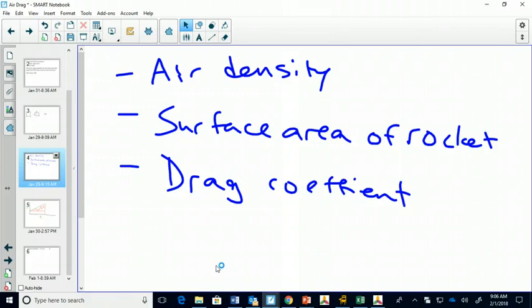Does that make sense? So how would I find the surface area of the rocket if we're just talking about the circle in the front? Pi r squared, right? I just find the area of a circle, which of course you all know is pi r squared. So I've got two terms already. I've got a number for air density that we found using that chart, and we can use pi r squared to find the surface area of a rocket.